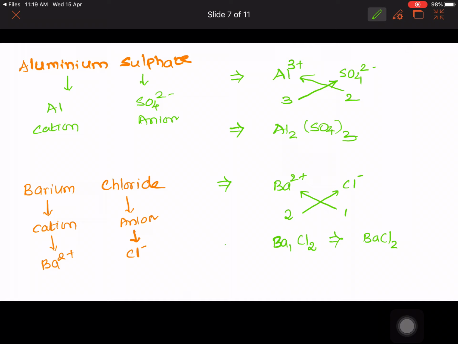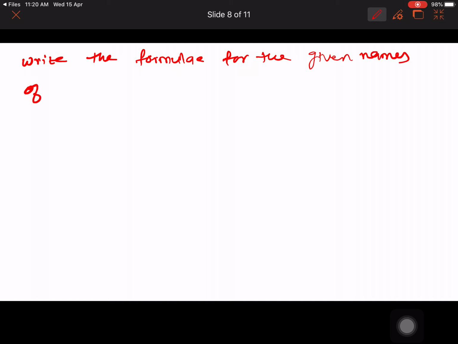Okay guys, now can you try? Let's solve some questions. I will give you some work: write the formulae for the given names of the salts.